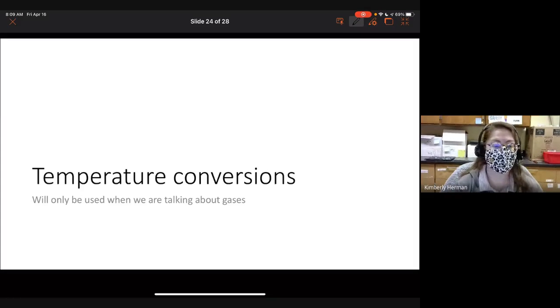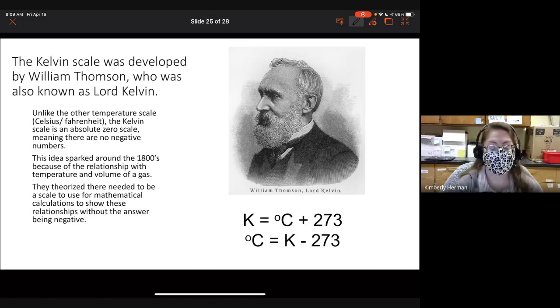Okay, in this video, we're talking about temperature conversions. We'll only be using these temperature conversions when we're talking about gases, and eventually we'll use them with our gas laws in the second part. So, the Kelvin scale is what we're really going to use in class.